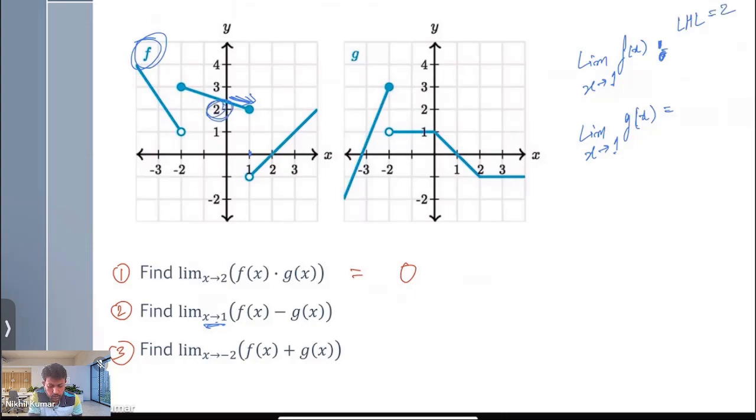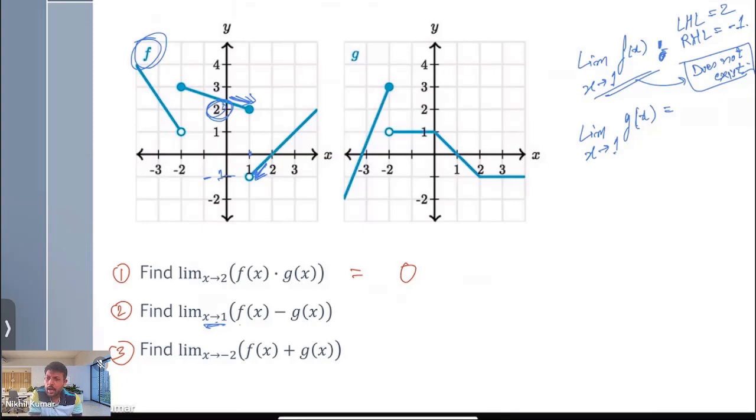And if you're approaching it from the right side, the right hand limit is -1. So we can see that the limit of f of x does not exist. Interesting. Does this mean that the limit of f of x minus g of x also does not exist? We'll answer this in a short while.